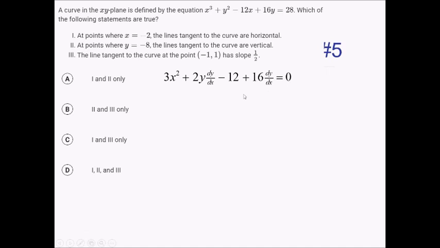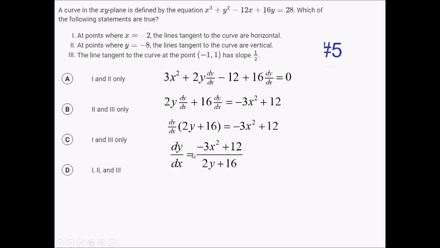And now we have to get all the dy over dx's on one side and all the non-dy over dx's on the other side. So 2y dy over dx, that can stay on the left, as can 16 dy over dx. But 3x squared, that's got to move over to the right side by being subtracted. And we'll add the 12 to get it over there as well. At this point, since I have all the dy over dx's on one side, I can factor out a dy over dx. That leaves me with 2y plus 16 inside. And then if I divide both sides by 2y plus 16, like so, that's going to get me dy over dx.